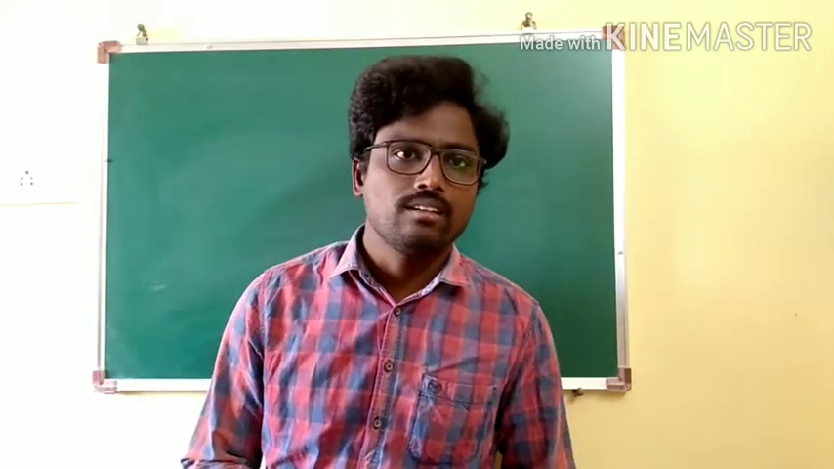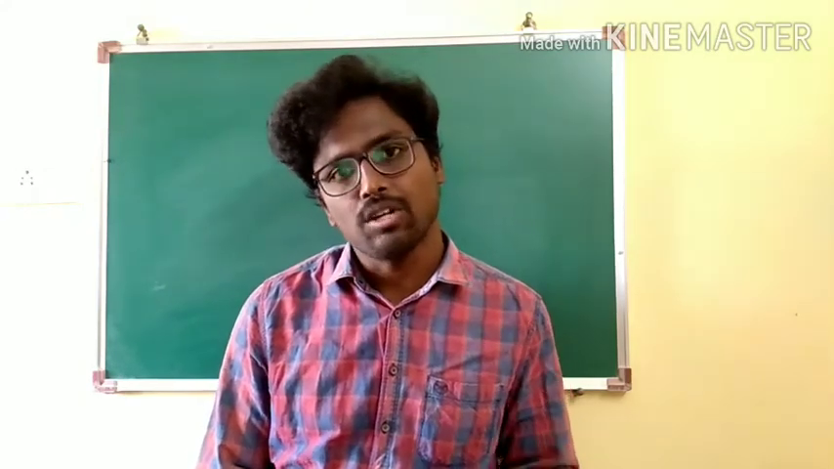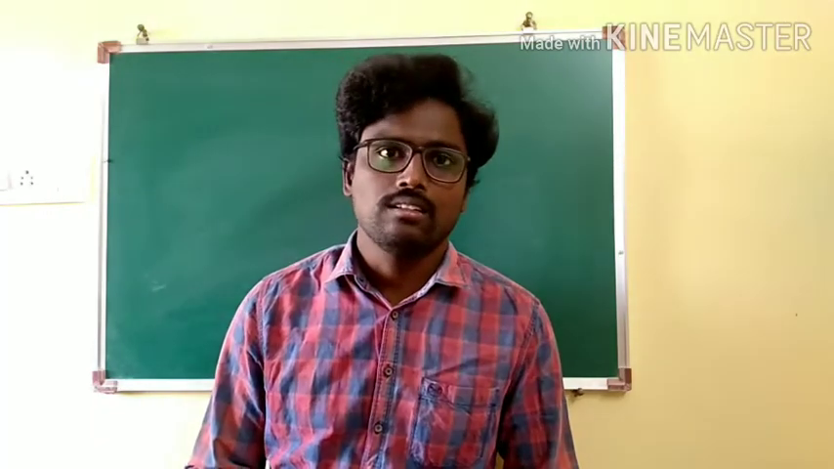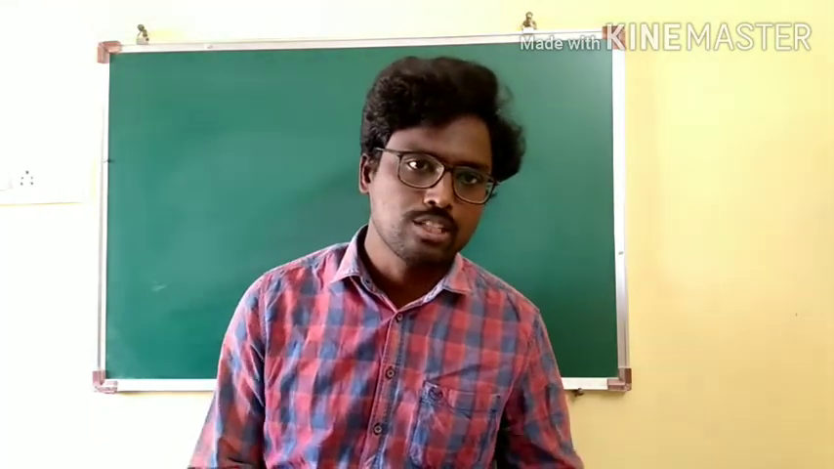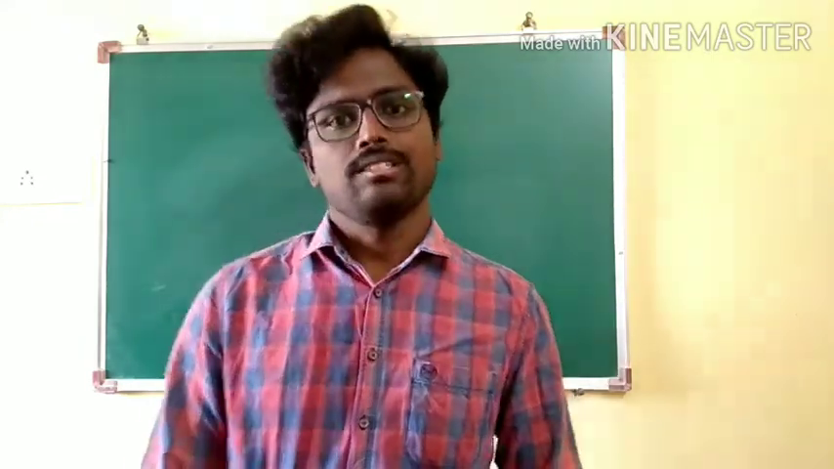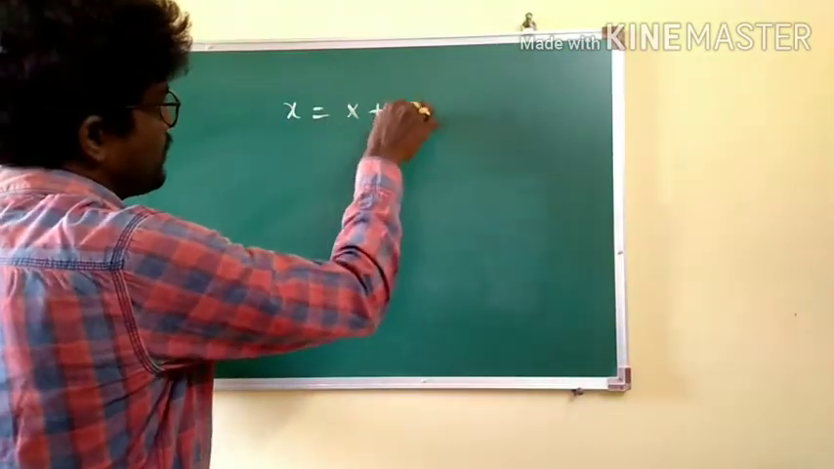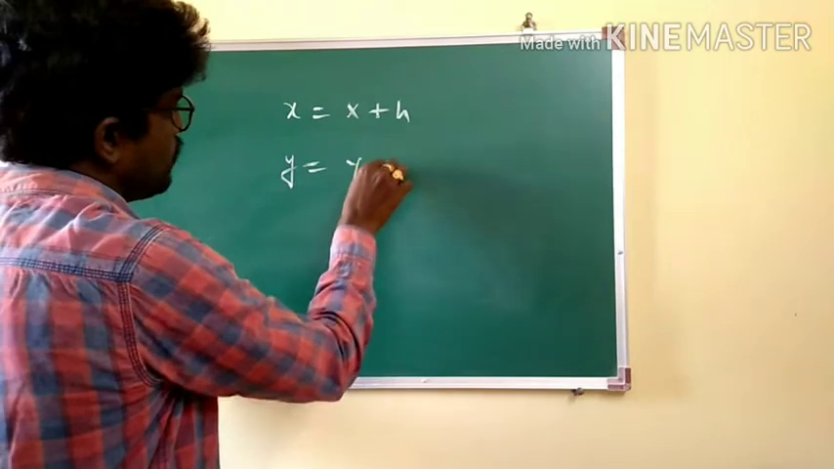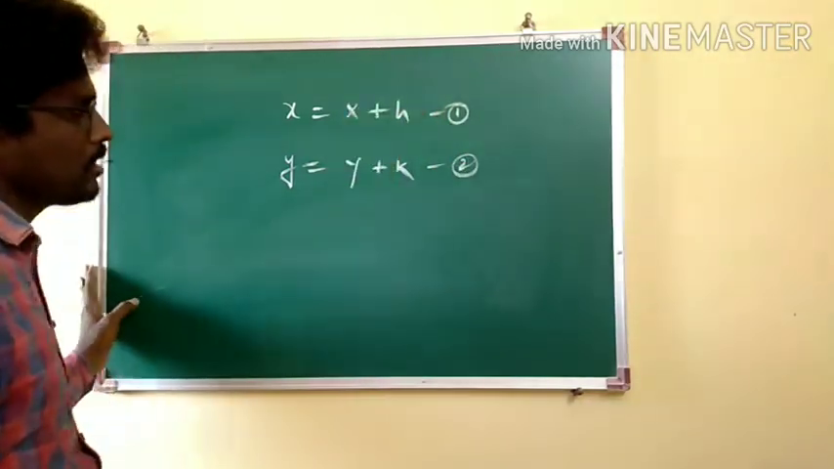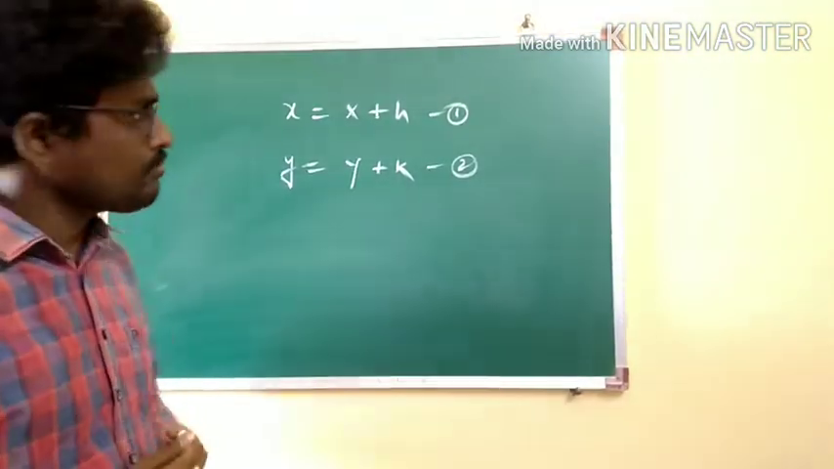And definitely when there is a change in the origin, there will be a change in the point we are taking in the old system. P(x, y), small x and small y, we consider with respect to the old axis, and capital X and capital Y with respect to the new axis. And what are the relations we have got? x is equal to capital X plus h and y is equal to capital Y plus k. These are the relations between small x, capital X and h.